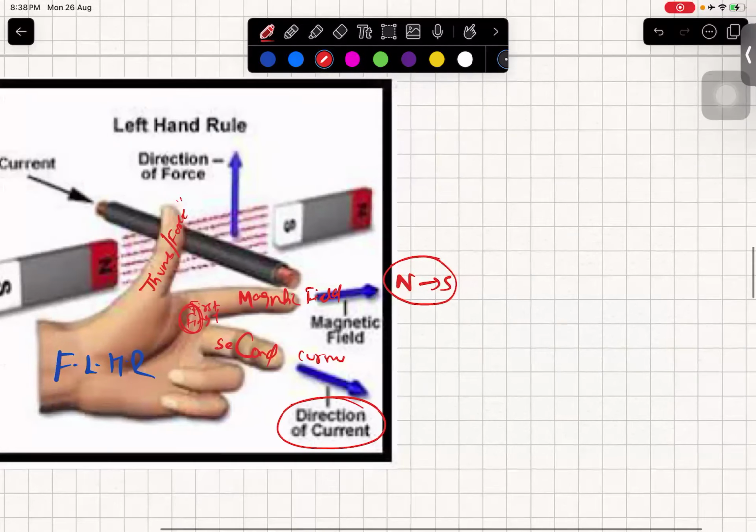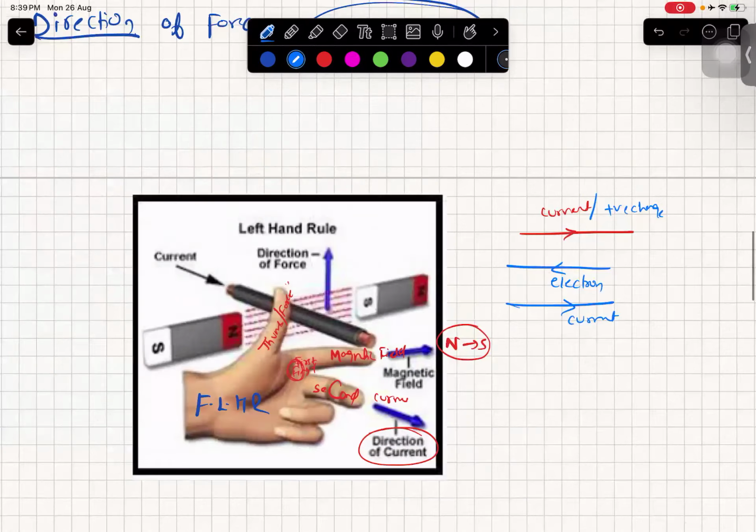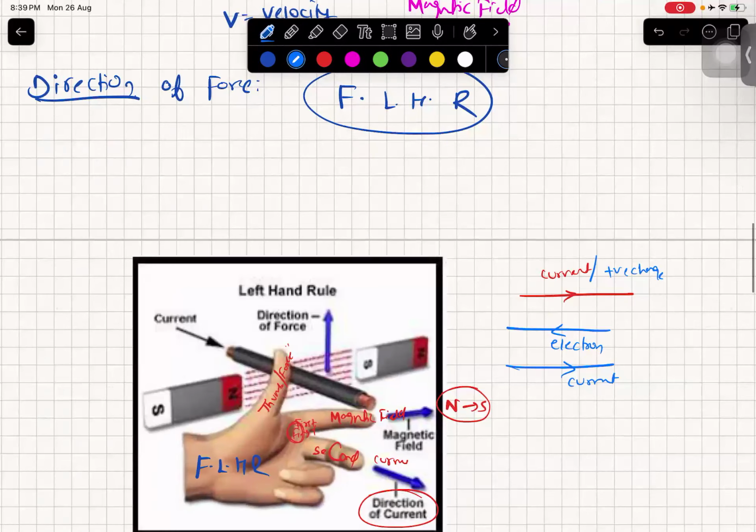Now you know this, right? Whenever in a wire, let's say the current is moving in this direction, the current's direction is the same as the positive charge, by the way. But if the electrons are moving to the left, then I can say the current is moving to the right, because current is always in the opposite direction of the flow of electrons. So if it's a positive charge, they're moving in the same direction. If it's a negative charge, they're moving opposite.